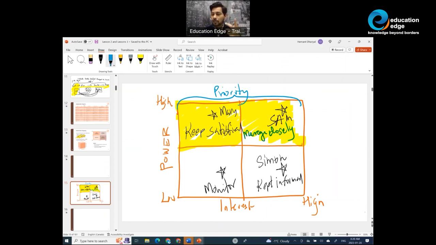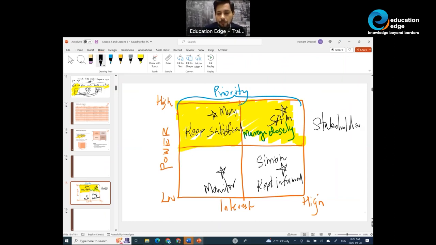And when you understand those high priority stakeholders that will be managed closely and kept satisfied, now you can create an engagement plan for these stakeholders and either manage them closely based on their power and interest or keep them satisfied. Now, these four quadrants, they're called the stakeholder map.